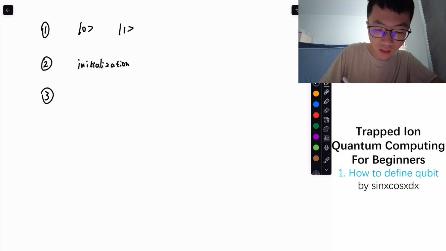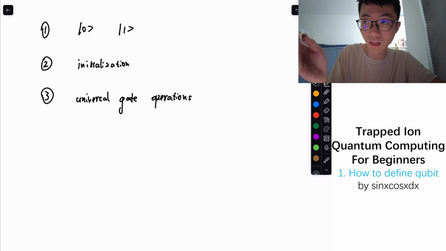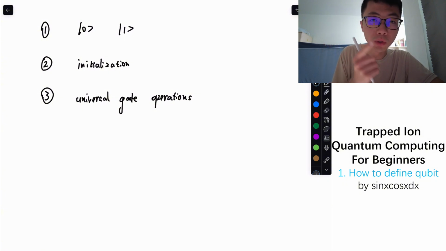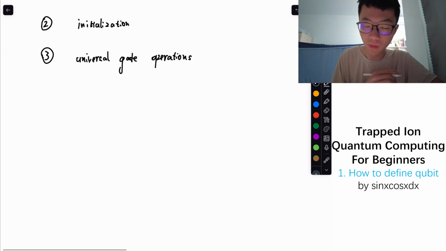And the third criterion is that it can do universal gate operations. For a computer, you need to be able to do any gate operation that you need, so that you can universally solve any problem, right? So technically, if you can do a universal single qubit gate and a controlled NOT gate in every 2 qubits, then you will be able to do universal gate operations. So this is the basic criterion.